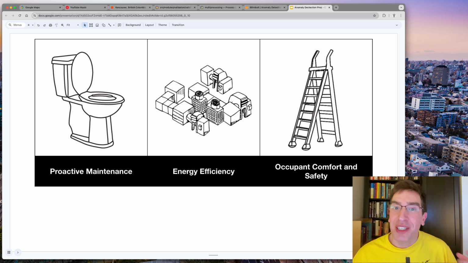Lastly, occupant comfort. Detecting anomalies in environmental conditions like temperature or air quality ensures prompt actions to maintain comfortable and safe indoor environments. This contributes to improved tenant satisfaction, reduces complaints, and offers a healthier indoor space, which enhances overall occupant experience.